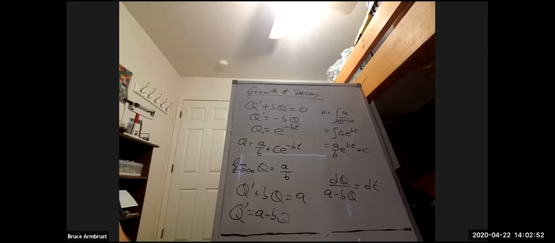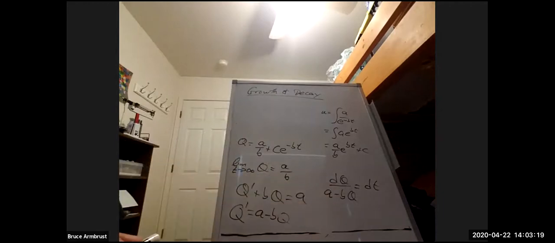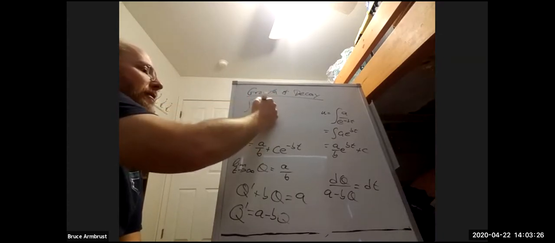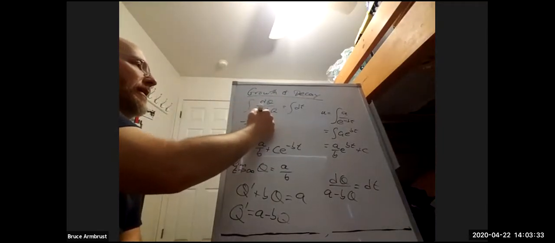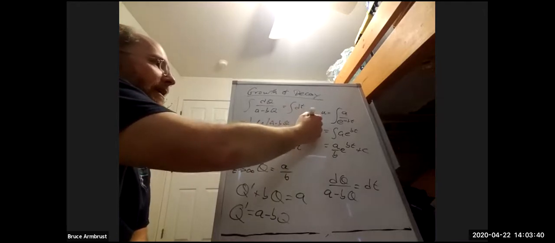If you go back and look at our linear first order stuff, and then when we got to separable, I think I mentioned that when P and Q, or P and G, or whatever we called those functions, are constants, it turns out it's separable. If you can recognize it's separable, this is going to be a lot faster. Because now think about what you're going to do to get your solution. You're going to integrate both sides, right? So if we integrate dQ over A minus BQ, and we integrate dt, this is going to give me negative 1 over b natural log of A minus BQ, and that's going to equal t plus c.